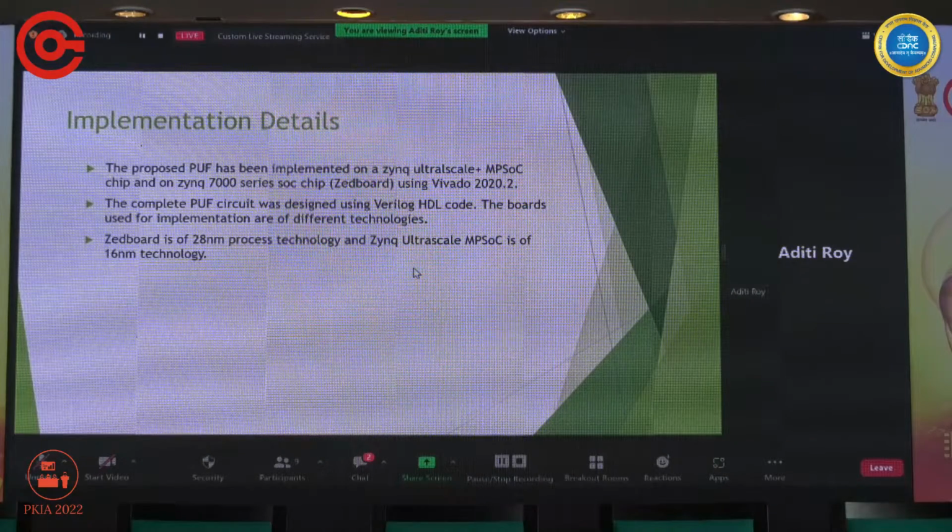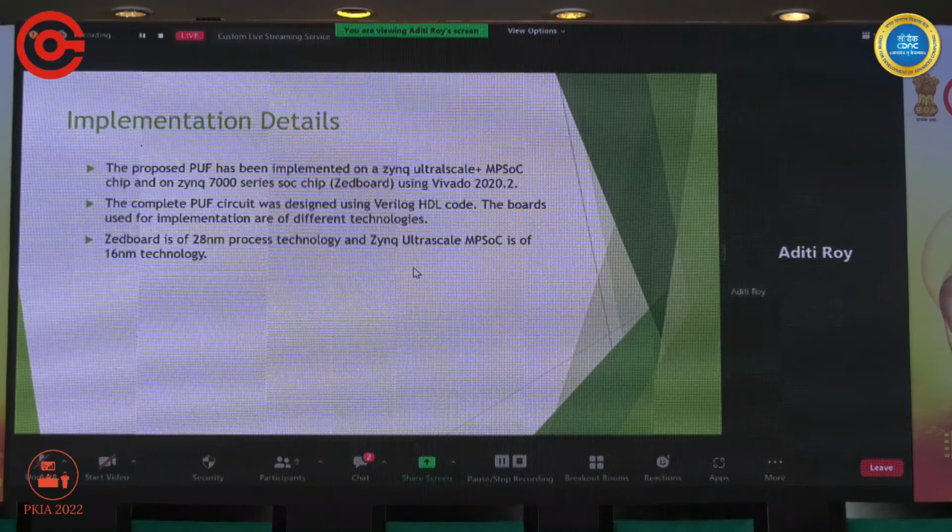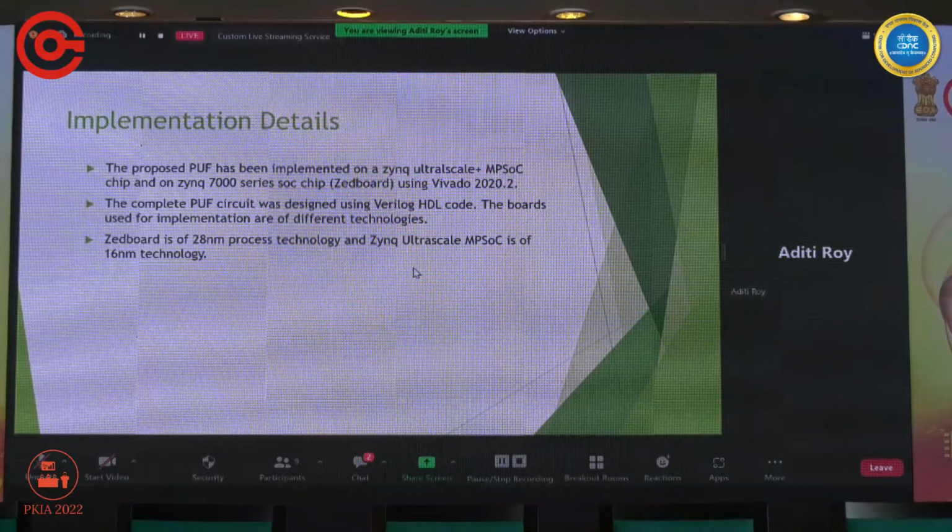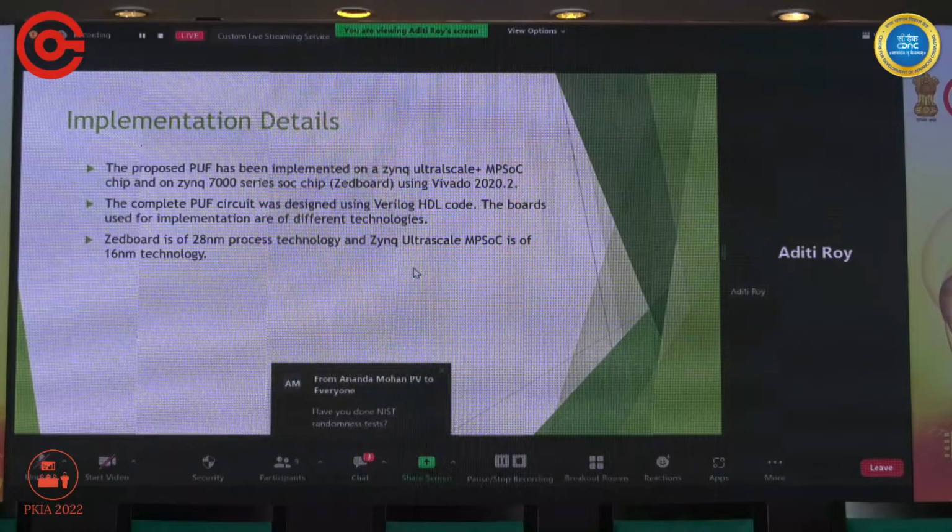The implementation details are as follows. The proposed PUF has been implemented on two kinds of devices. One is Zynq UltraScale+ MPSoC, which is a high-end board of 16 nm technology, and another is Zynq 7000 series SoC Z board, which is also 16 nm technology. Both of these have different applications. Z board has applications such as advanced driver assistance system, medical endoscope, professional cameras.